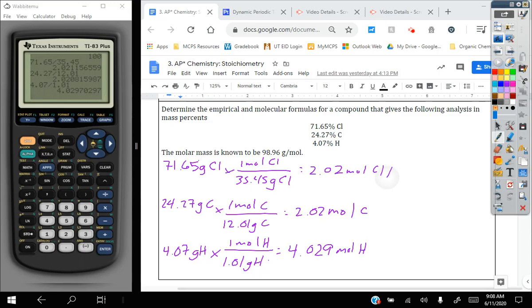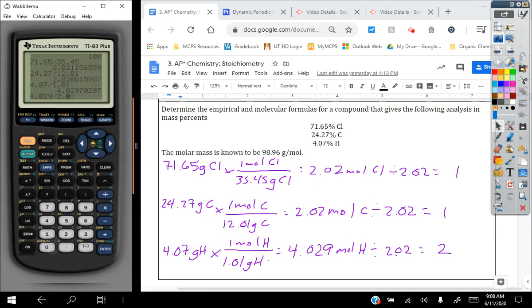So we're going to go ahead and divide by the smallest amount here. So divide by 2.02, which is our smallest amount. It is the same for carbon and chlorine, just by happenstance, and that's okay. Dividing by the smallest amount, we get 1, 1, and this is going to be about 2. And that's okay.